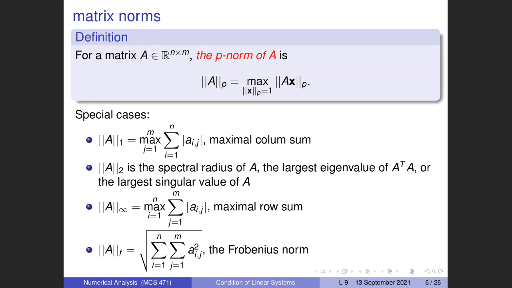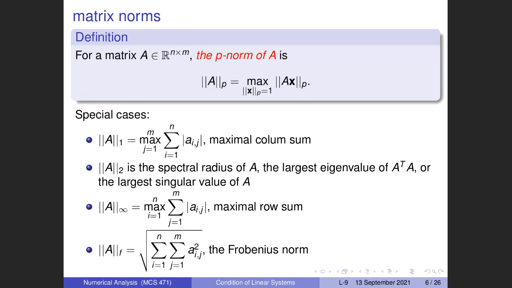So if you do this with the 2 norm, we have what you call the spectral radius of the matrix. It's also the largest singular value of the matrix and the square root of the largest eigenvalue of A transpose A. So this definition leads us very deep into linear algebra. We will get to the singular value decomposition later in this course. But let me now indicate two other special cases. You can think of the column sum and the row sum.